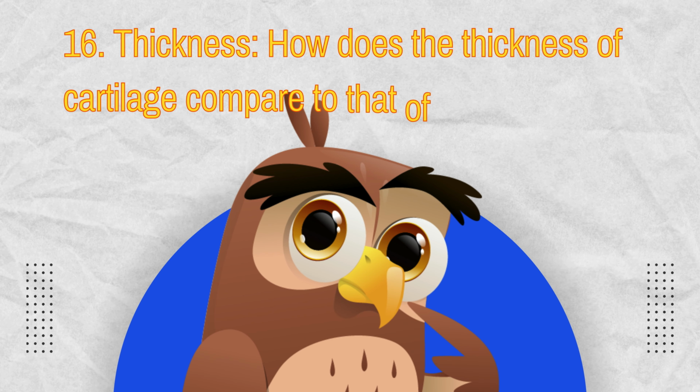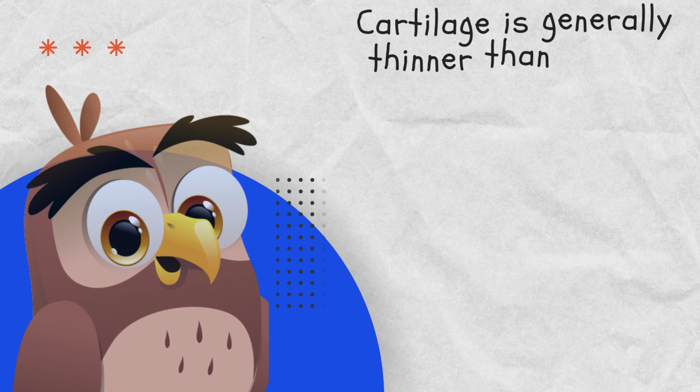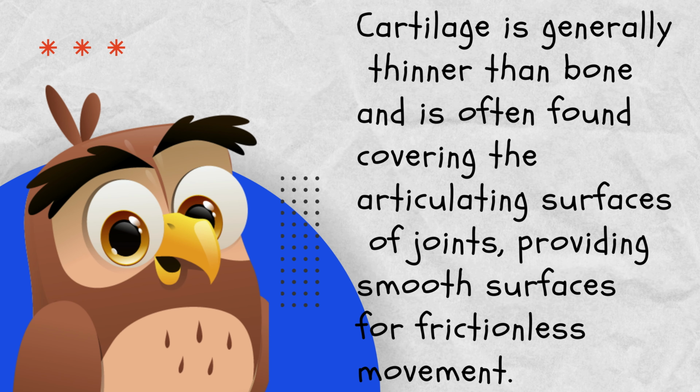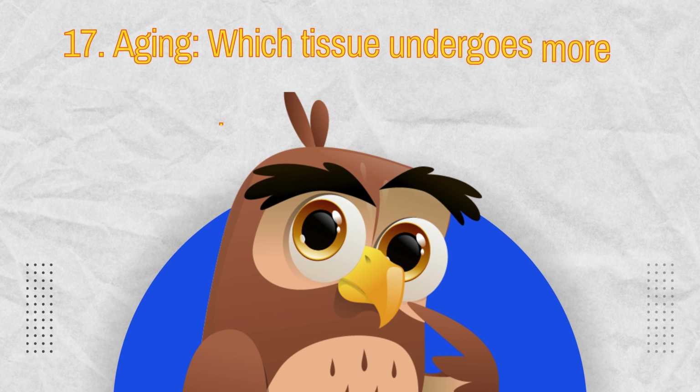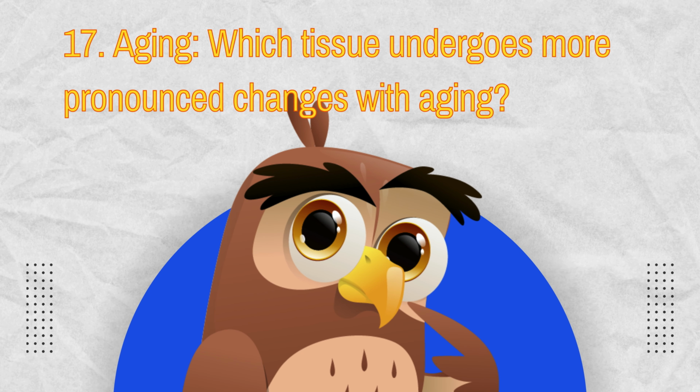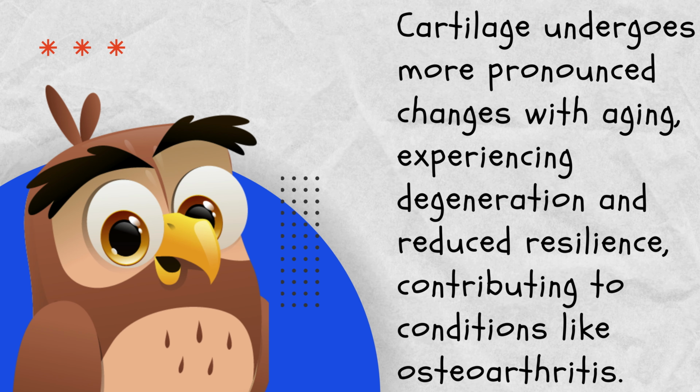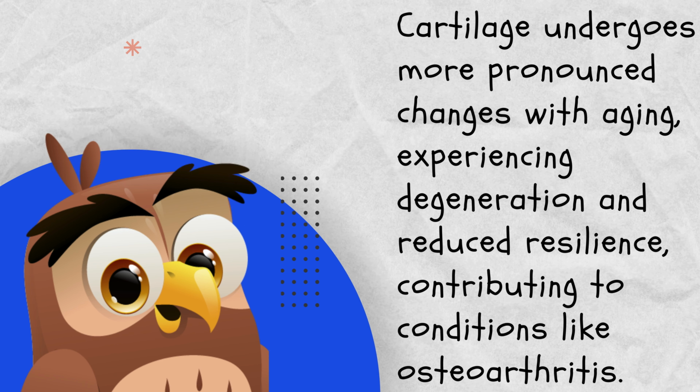16. Thickness. How does the thickness of cartilage compare to that of bone? Cartilage is generally thinner than bone and is often found covering the articulating surfaces of joints, providing smooth surfaces for frictionless movement. 17. Aging. Which tissue undergoes more pronounced changes with aging? Cartilage undergoes more pronounced changes with aging, experiencing degeneration and reduced resilience, contributing to conditions like osteoarthritis.